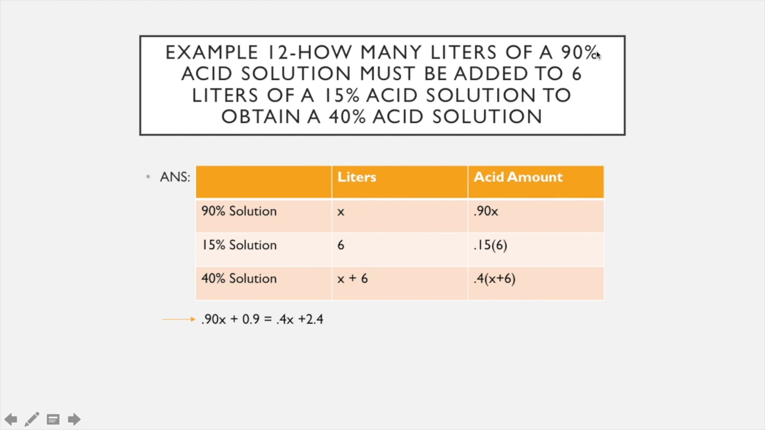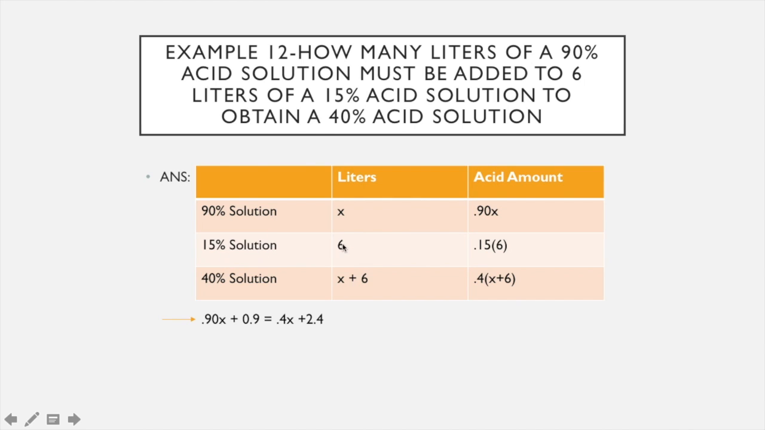How many liters of a 90% acid solution, this is going to be a mixture problem, must be added to 6 liters of a 15% acid solution to obtain a 40% solution overall? So we did a problem just like this in our last section. So this is the chart we're going to need for this example. Make sure you have this down. We're starting with 15%. We're going to add some 90% solution. And we're going to end up with 40% concentration in the end. So these are the values we need to put in here.